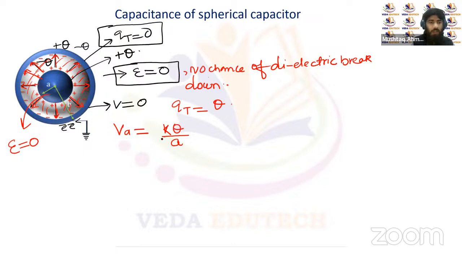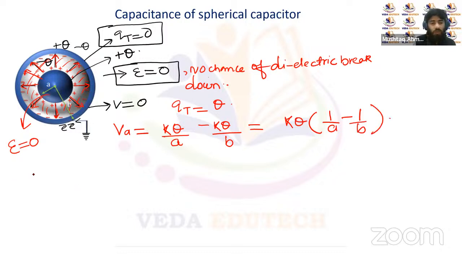And the potential due to the negative charge which was induced on the inner surface of the outer sphere will be equal to minus KQ upon the radius of the outer sphere, let's call that B. So the total potential on the surface of this inner sphere will be KQ multiplied by 1 upon A minus 1 upon B. So the capacitance of this capacitor will be Q upon VA minus VB.